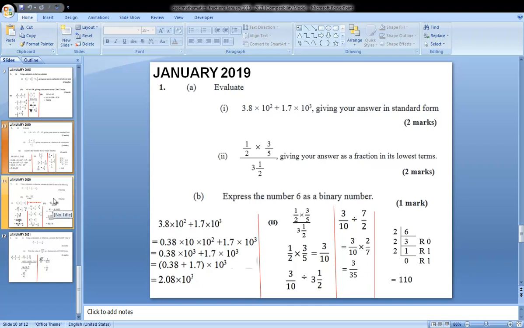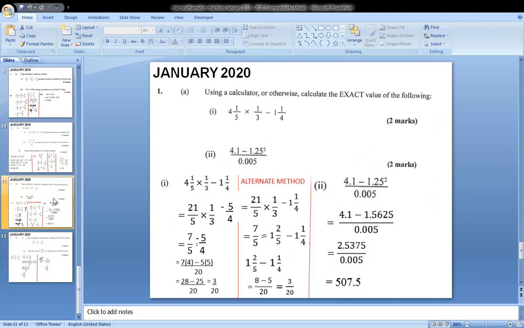All right. So go to 2020. The first part of the question says, A, using a calculator or otherwise, calculate the exact value of the following. 4 1/5 multiplied by 1/3, subtract from 1 1/4.